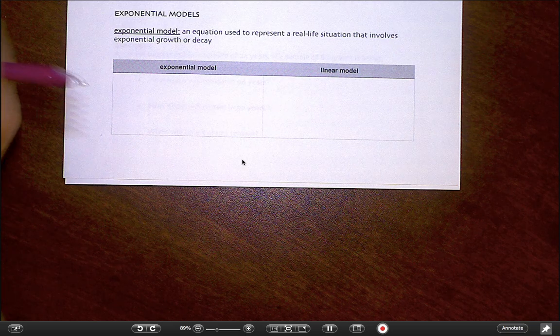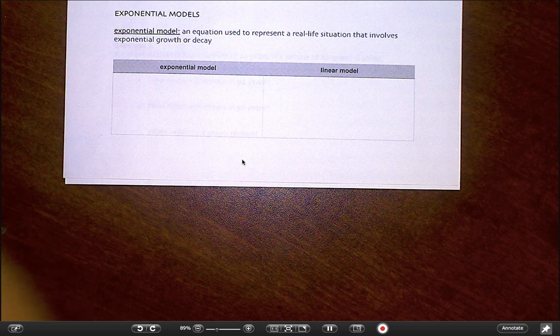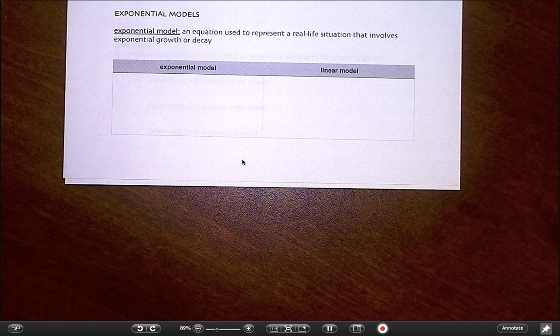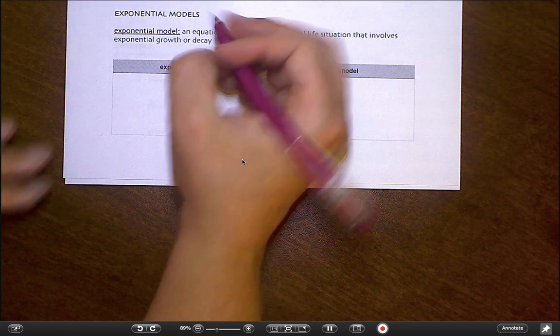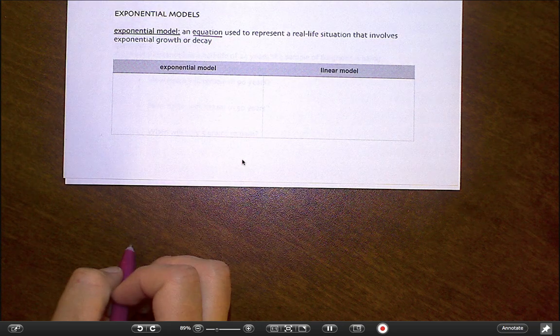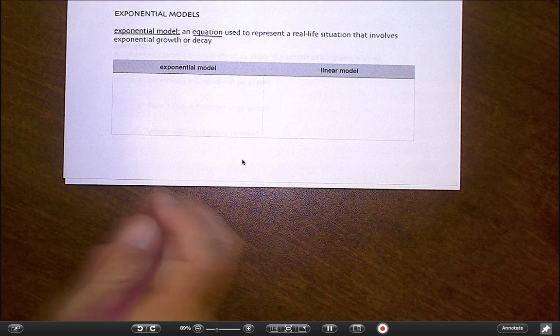So just to remind you, the whole concept of modeling, mathematical modeling, is coming up with an equation to represent a real life situation. And that situation may be given to you in words, or maybe given to you in data. There's lots of different ways that you can be presented with information and be asked to write a model. And a model is really just an equation that somehow represents that situation.